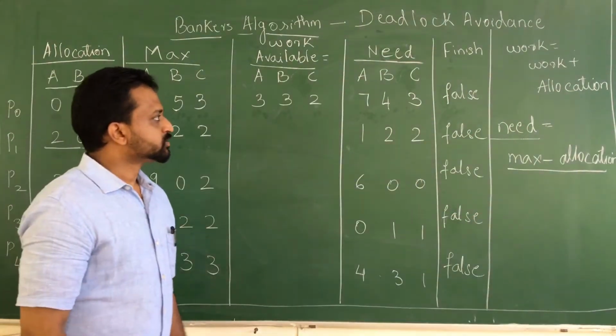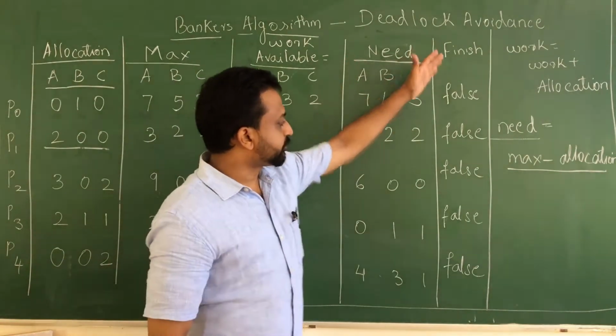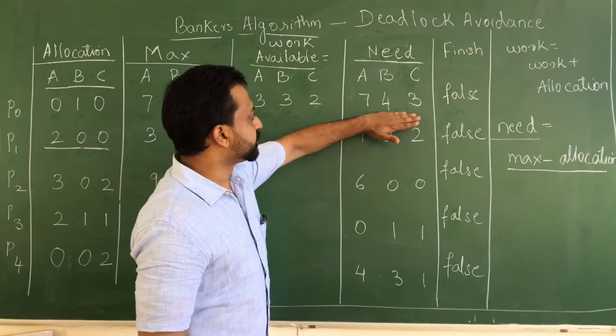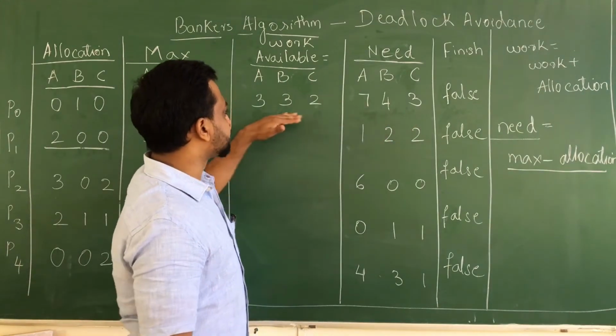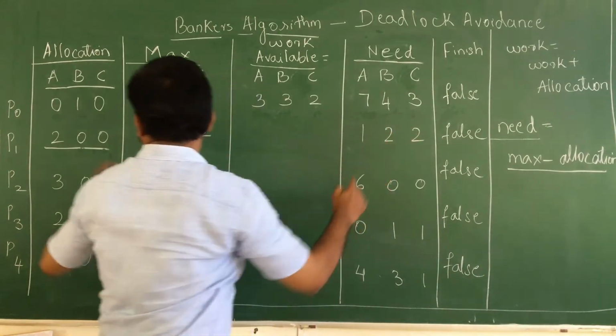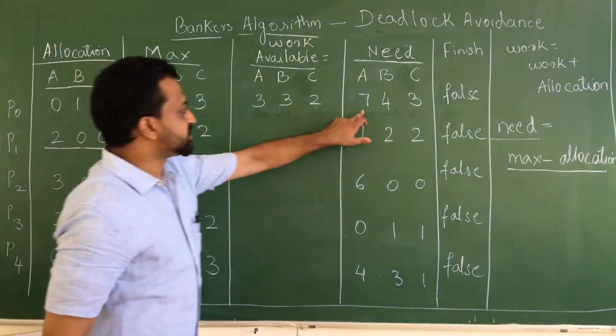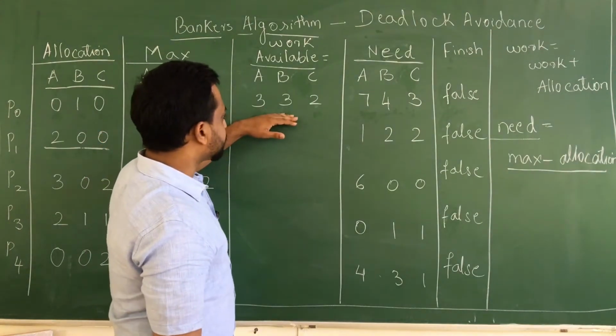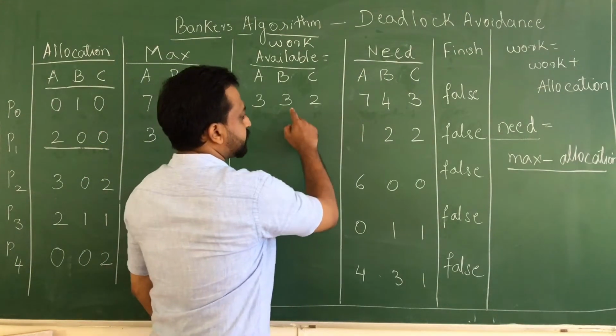After calculating the Need array, now we have to compare Work with Need. Need should be less than Work. So here I need 743 for process 0. 743 is needed, but available is 332. So to complete the work, I have to subtract.